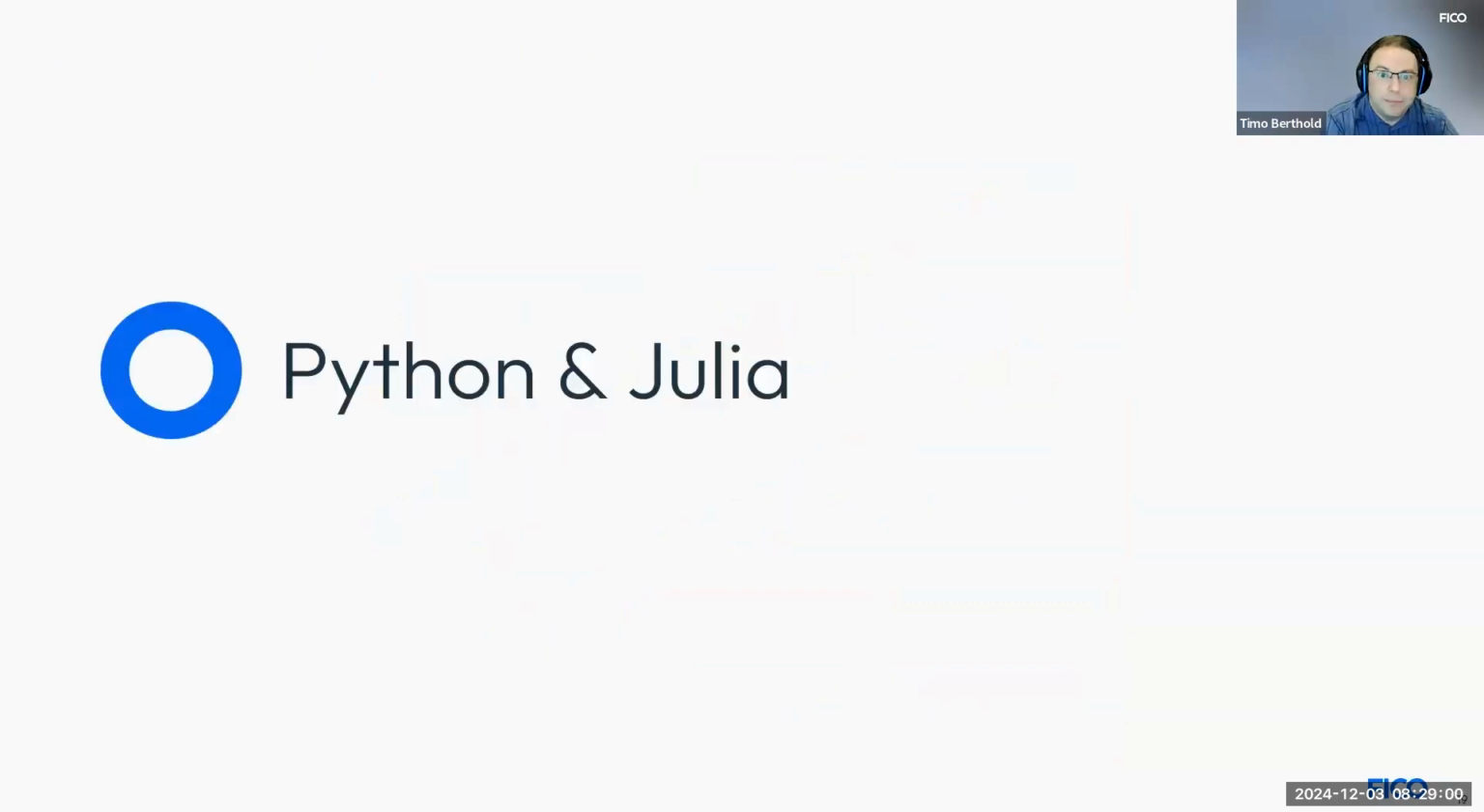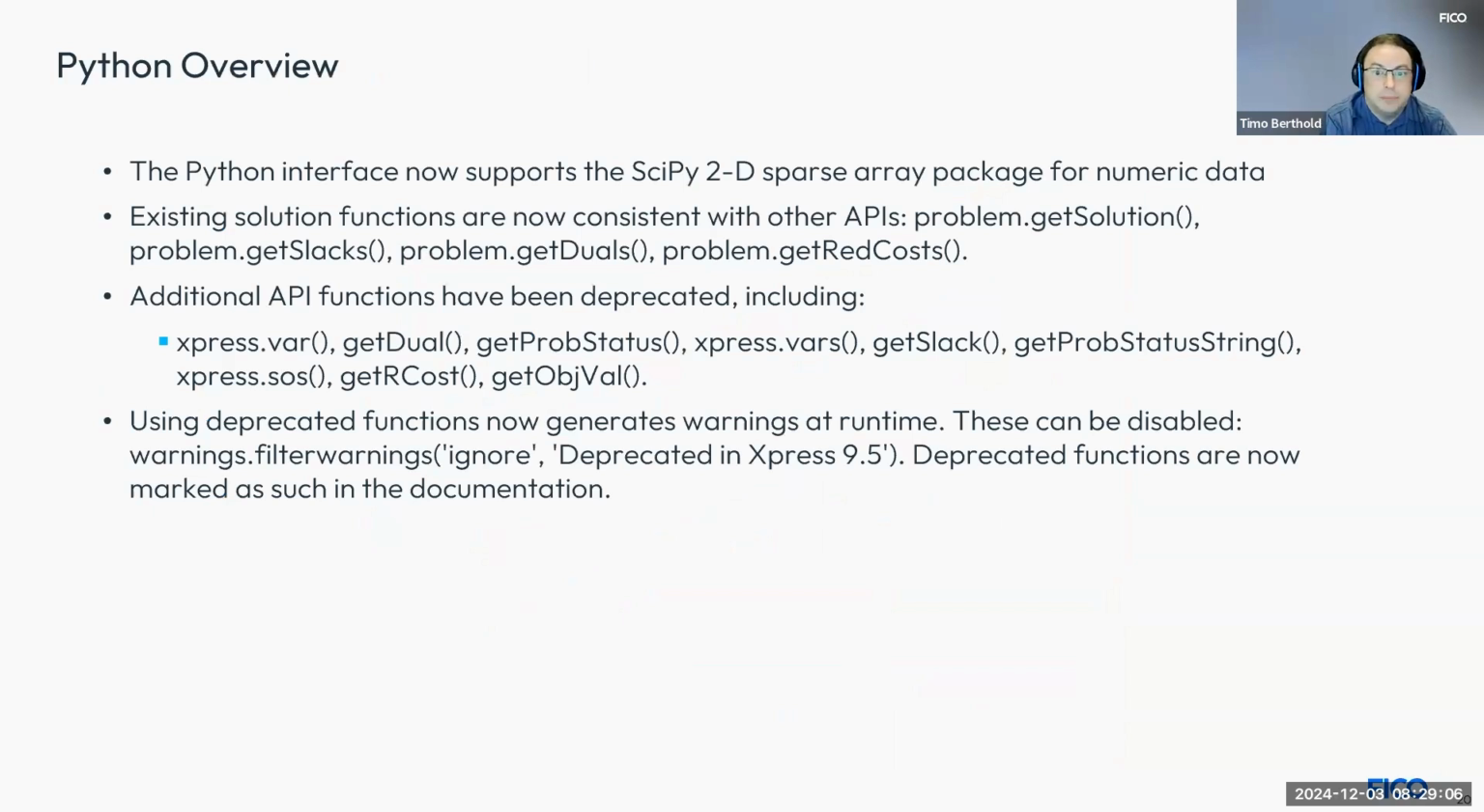Okay, then let's talk about some news from Python and Julia. So one of the most notable updates that we have to our Python API in this release is the support for SciPy sparse matrices. So a feature that has been requested by our community multiple times. We listened and implemented it.